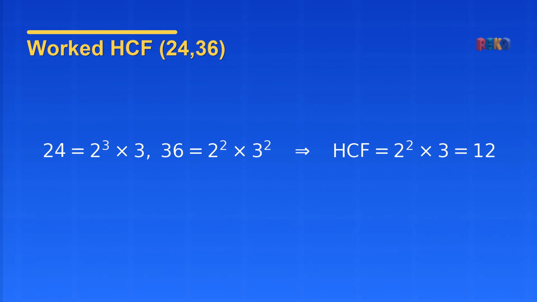Let's find the highest common factor of 24 and 36. Start by writing each number as a product of its prime factors. 24 is 2 cubed times 3, and 36 is 2 squared times 3 squared. For the highest common factor, take the shared primes with the lowest powers. That's 2 squared and a single 3. Multiply them together, and the highest common factor is 12.